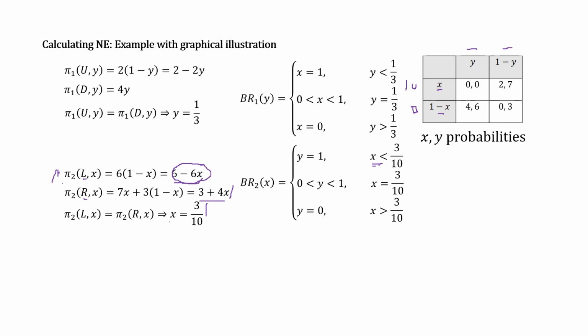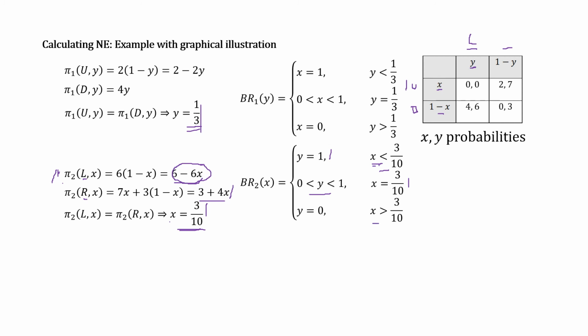In other words, left will always be picked. So y equals 1. So when x is less than 3/10, y is equal to 1. And of course, when x equals 3/10, then this is the Nash equilibrium. So y should be strictly between 0 and 1. In fact, it is 1/3.